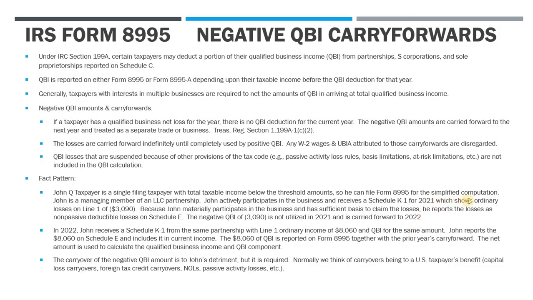So in 2021, his company reported an ordinary loss allocated to him of $3,090. Because he materially participates in the business and he has sufficient basis, he reports the losses as non-passive, and then again, the negative QBI amount is going to be carried forward.